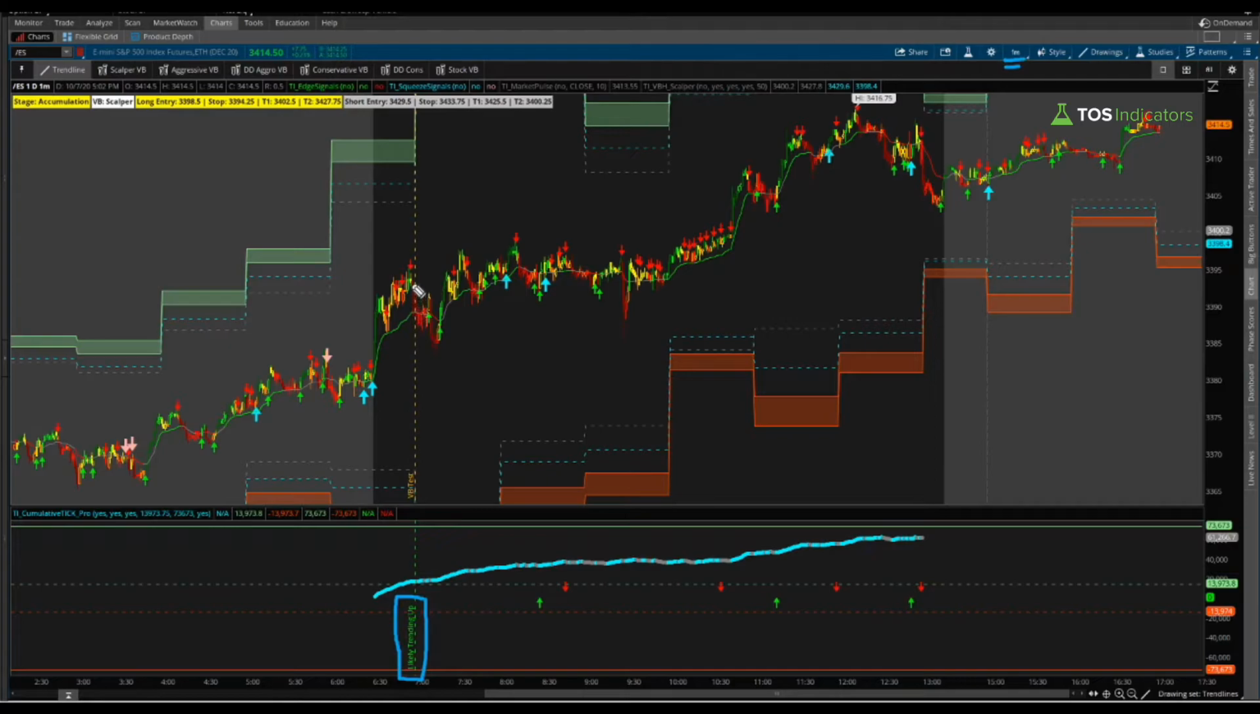If we take a look to see what happens after that, we get our pullback to the market pulse line. Again, this pullback gives you an opportunity to enter to start to build up your position. And remember, these positions are built either on the micro futures or the SPY options based off of your account size.